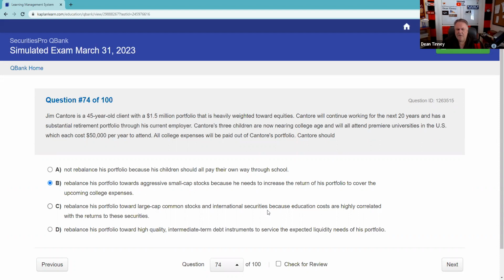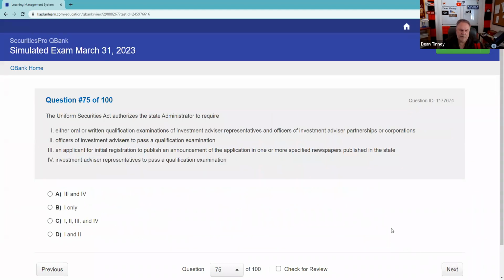That's a pretty bad miss, because if we're talking college education, we wouldn't say aggressive small cap unless the kids are just not born, it's their UTMA account or something. So I don't know how you got that small cap thing going, but these are all judgment questions. Those are tough ones.